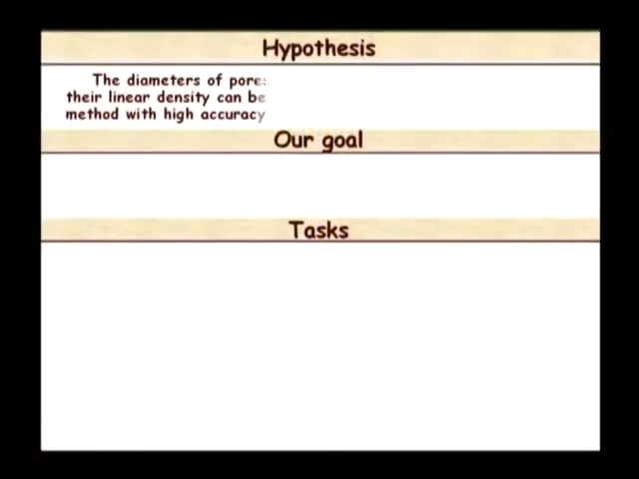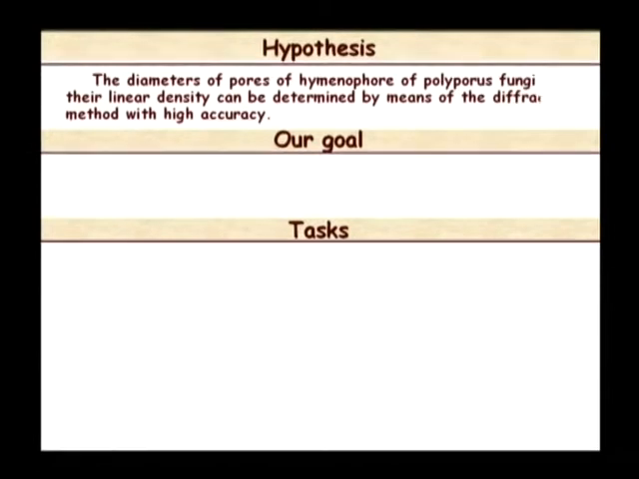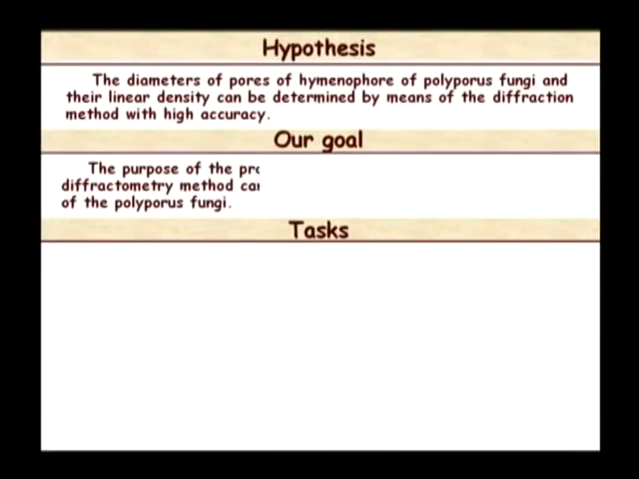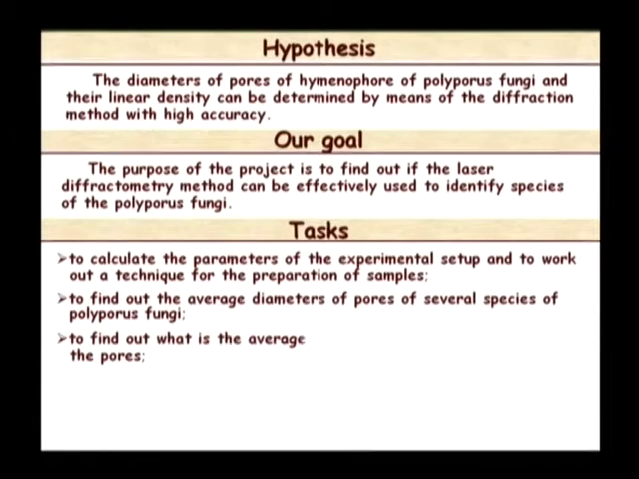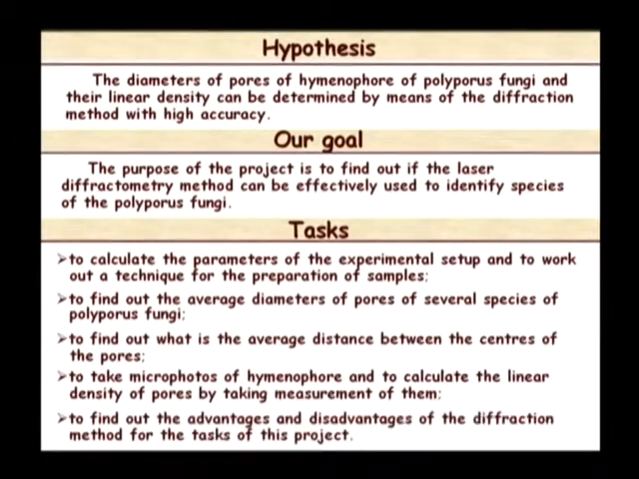Now we can formulate our hypothesis. The diameters of hymenophore pores of polyporous fungi and their linear density can be determined by means of the diffraction method with high accuracy. So, the purpose of this project is to find out if the laser diffractometry method can be effectively used to identify species of the polyporous fungi. We had to solve some problems which I'll tell you about later.